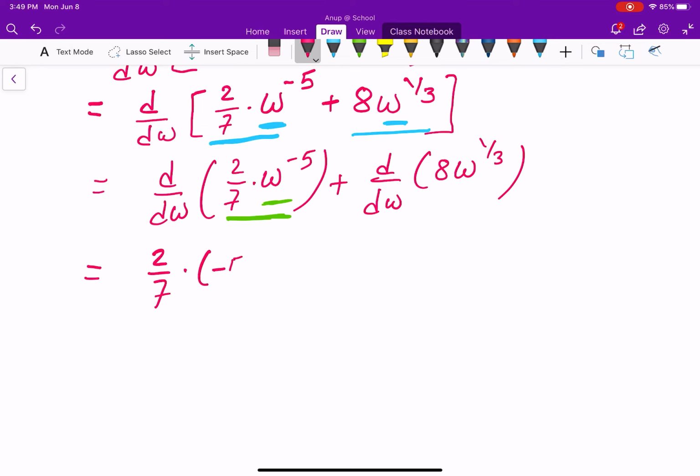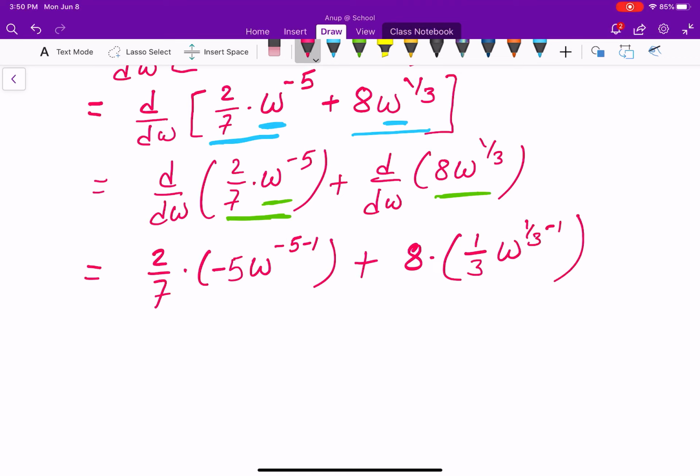That will be negative 5 times w to the power negative 5 minus 1. In the same way, we can find the derivative of 8 times w to the power 1/3. As it is a constant, write it down as it is, times the derivative of w to the power 1/3, which will be 1/3 as it is, and then w to the power 1/3 minus 1, by using the power rule.